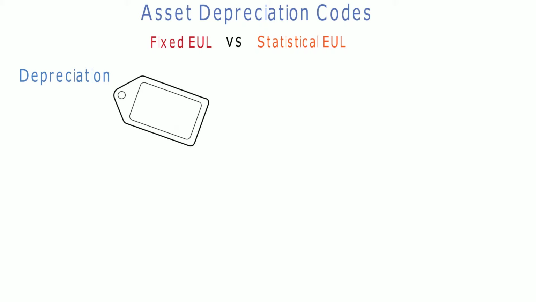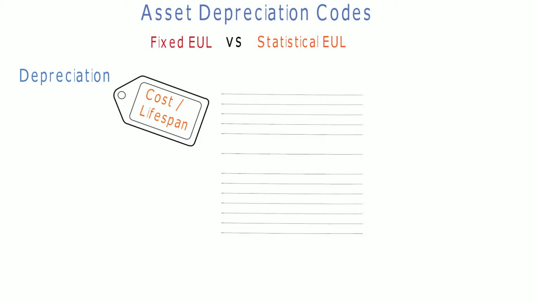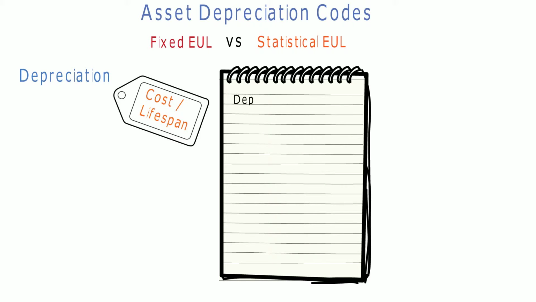Asset depreciation codes. Fixed EUL versus statistical EUL. Depreciation is the method of allocating the cost of a tangible asset over its useful life. Businesses depreciate long-term assets for both tax and accounting purposes.